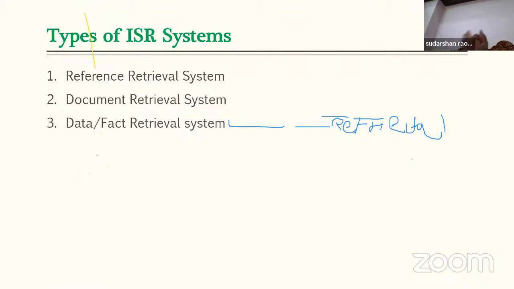Sometimes the document reference and also the document abstract are kept there. Then, when you retrieve in reference retrieval, you get the document's reference information. At the same time, their abstract can also be there, isn't it? So that's the first type of information storage and retrieval system: the reference retrieval system. You are retrieving only the references. If the abstracts are also available, you are retrieving references followed by their abstracts also.